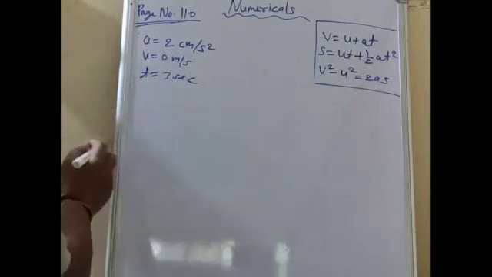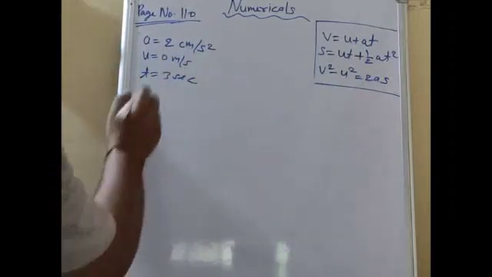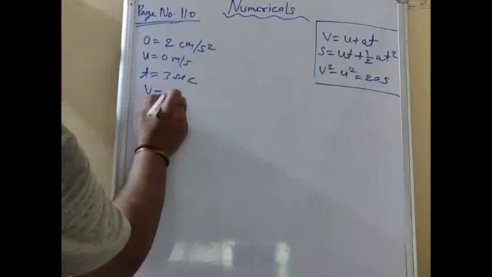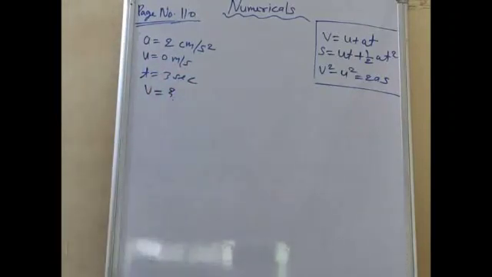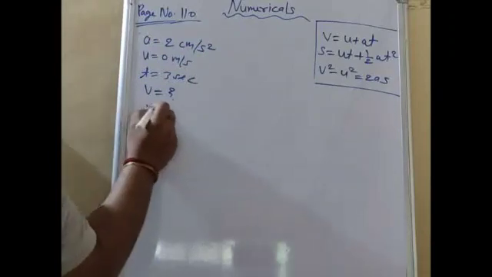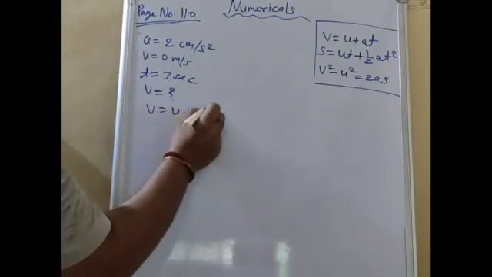And what you have to find? You have to find the velocity, means v. So just check which formula you can use. You have to use the first one. So v is equal to u plus at.